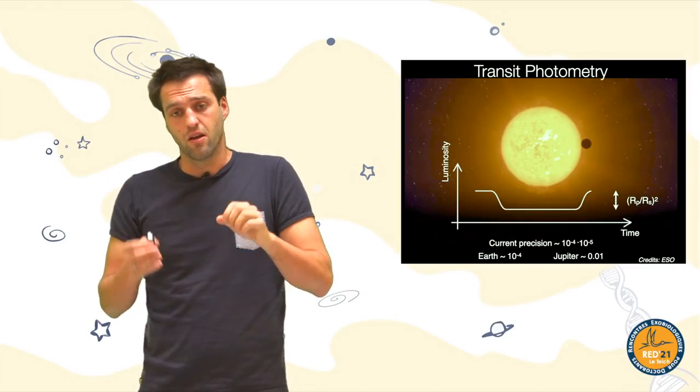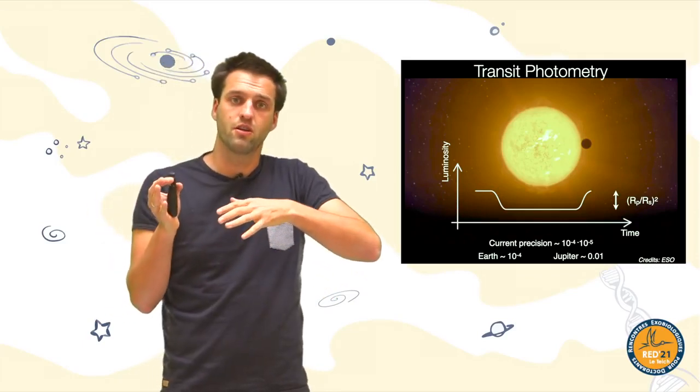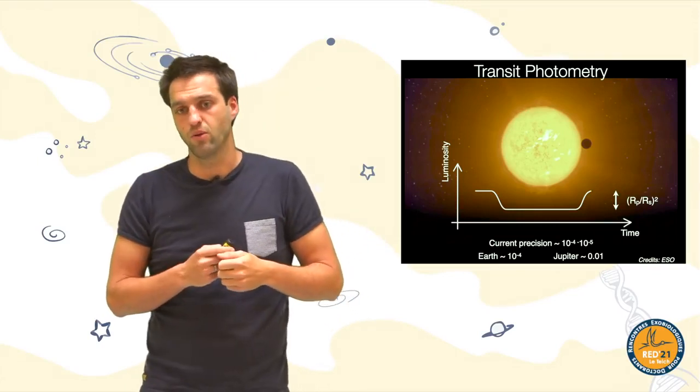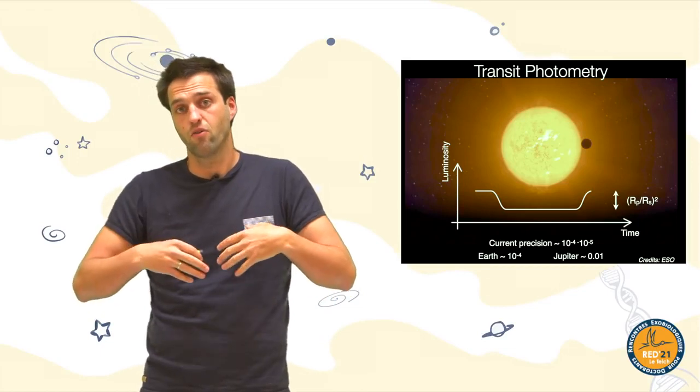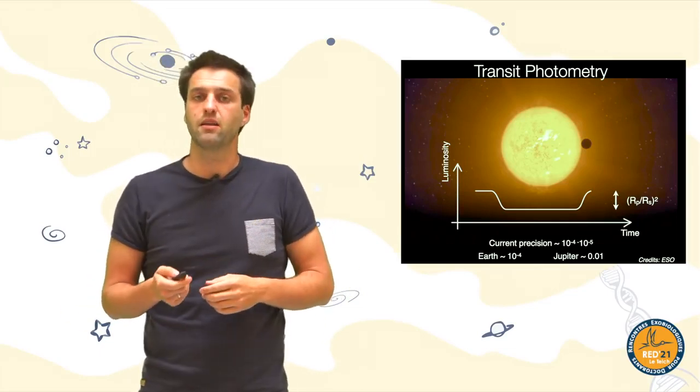So basically, it means that Jupiter is much easier to find than an Earth. And we'll see that's why this technique, of course, detected a lot of big planets, but still could detect small planets like the Earth.